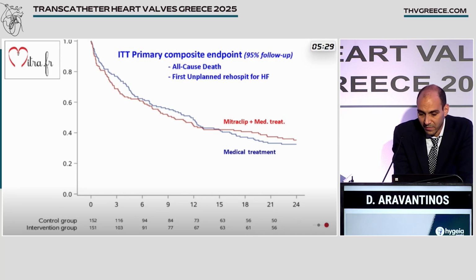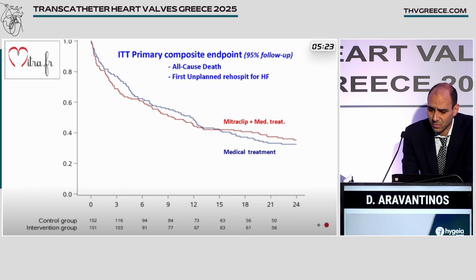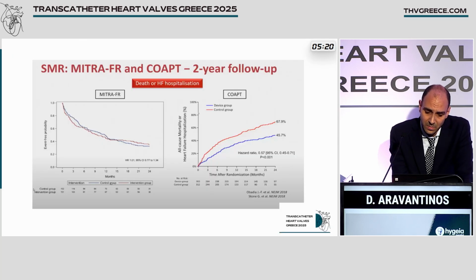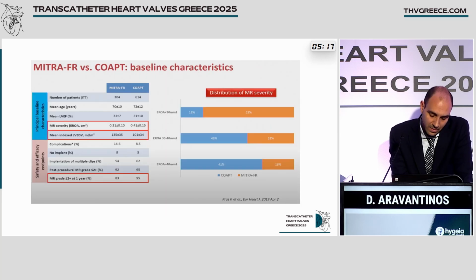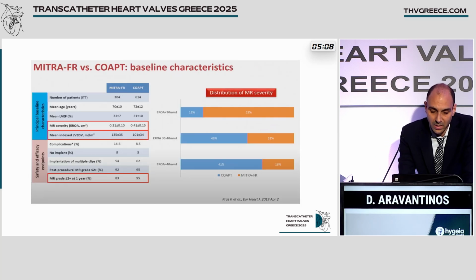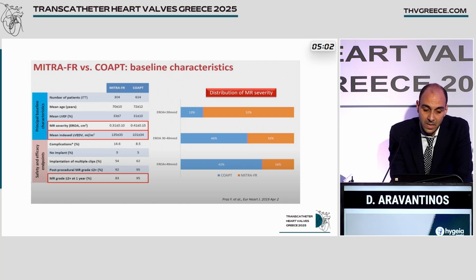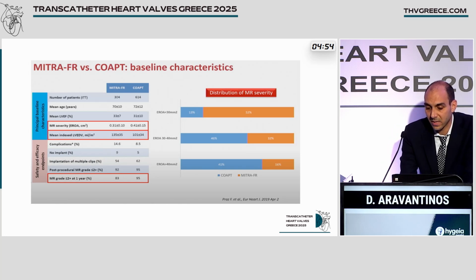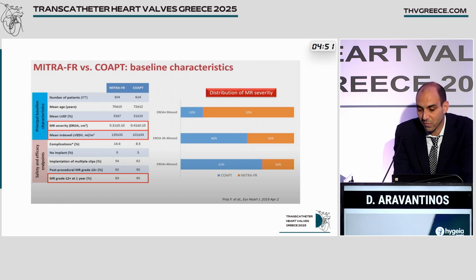In contrast, we have the MITRA-FR trial with adverse results that showed us different results, we had worse results with the MitraClip and optimal medical therapy versus optimal medical therapy alone. But there is an explanation for this, because in the MITRA-FR trial we had less severe MR cases and dilated left ventricle with a bigger left ventricular end diastolic volume. And as you can see at the right column, we have the distribution of MR severity that the COAPT had patients with more severe MR.